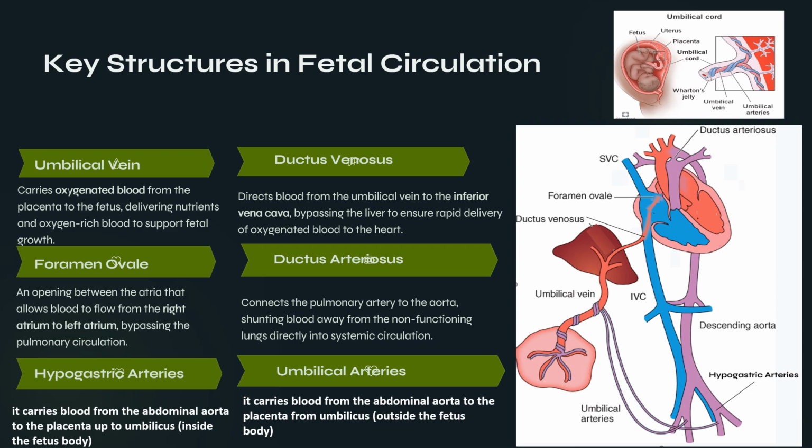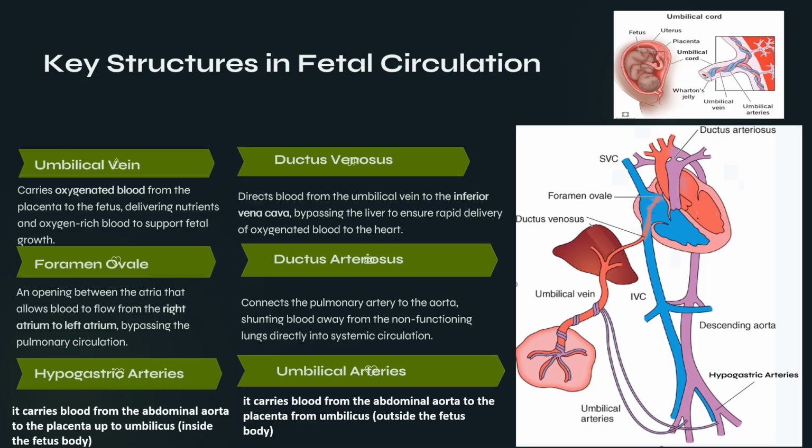This is about key structures in fetal circulation. Before talking about fetal circulation, we will understand the umbilical cord. The umbilical cord has two umbilical arteries and one umbilical vein. It is covered with Wharton's jelly. The umbilical cord is the connection between the fetus and the placenta. The placenta is attached to the uterus.